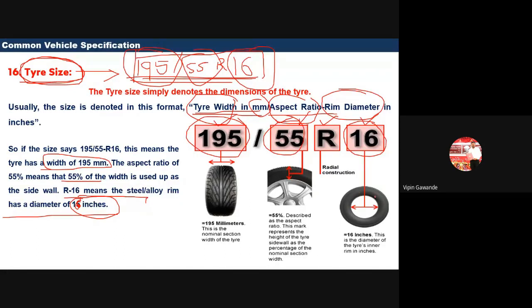So that is this here. This is the rim diameter. 55 is the aspect ratio, and 195 is the width of the tire. So this is the width, this is the aspect ratio, and this is the rim. See, this is the rim here inside. So this is 16 inches.